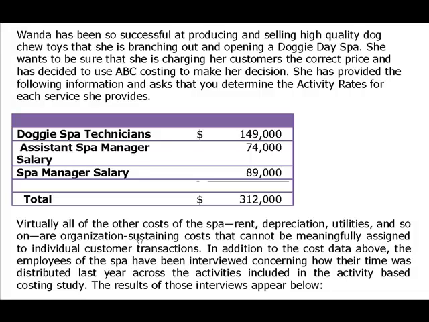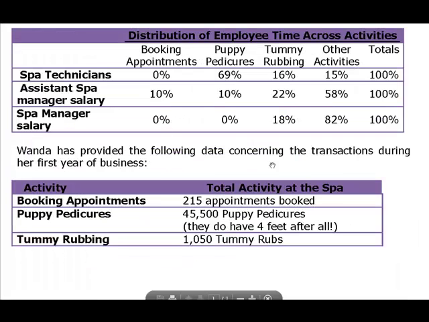Does that make any sense? I think it will, because let me show you what the next thing that she did was. We know how much each one of her employees makes, but what we've got to do is look at the activities, the A part of ABC, because the C was her salaries, and now what I've got are her A's, her activities.